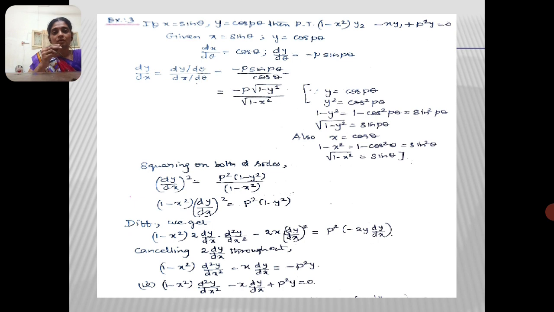So the equation can be written as (1 − x²) d²y/dx² minus x dy/dx plus p² y equal to 0.